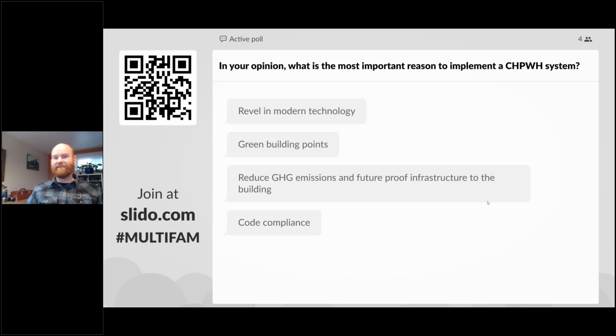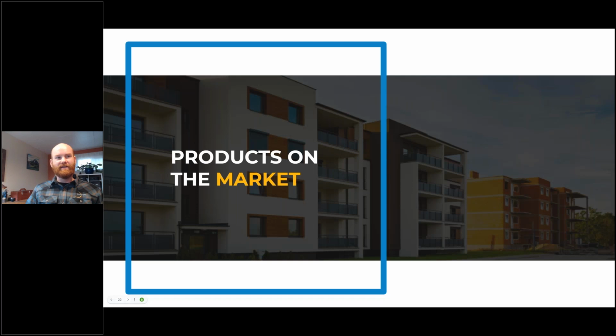It's like updating to the newest iPhone in a sense. I guess you could look at it that way. Great. Well, those are 4 great reasons.